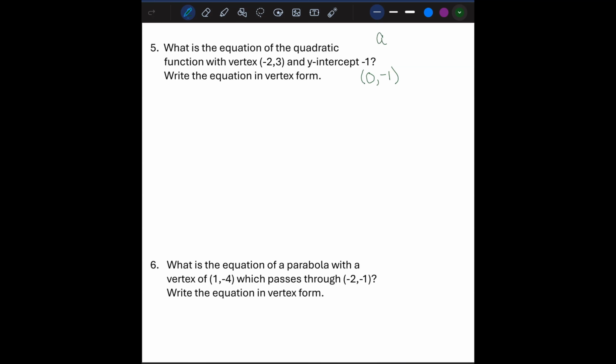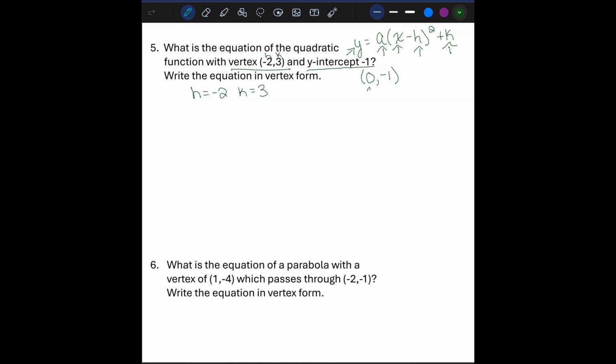So remember, vertex form is a times x minus h squared plus k. Well, I know that the h and the k are my vertex. So they gave me the vertex right here. That means that h is negative 2 and k is 3. Now, the only thing I don't have for my formula is the a, because when you write the equation, the y and the x remain y and x, but I need a. So that's why they gave me this extra point right here, the y-intercept. I can plug in for x and y and solve for a and then write my equation.